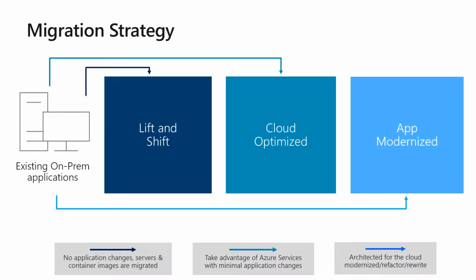The migration strategy has three main approaches. The first is lift and shift, with no application changes, existing servers and container images are migrated. Next is cloud optimized. This is taking advantage of Azure services with minimal application changes. Finally, we have app modernized. This is where applications have been architected for the cloud. Typically involves being modernized, refactoring, or rewriting those applications to get to that state.